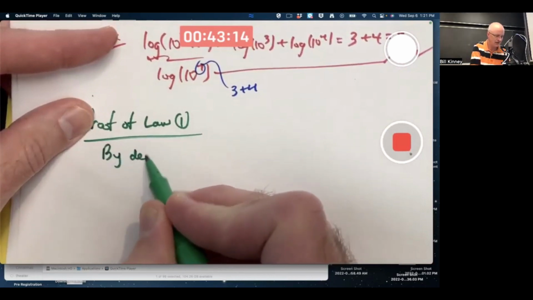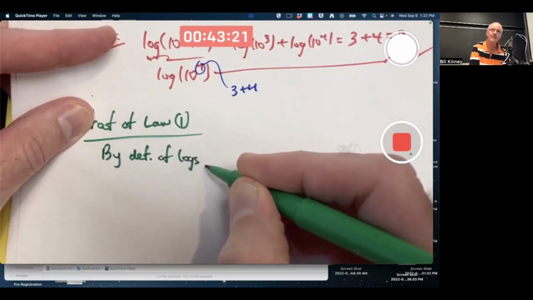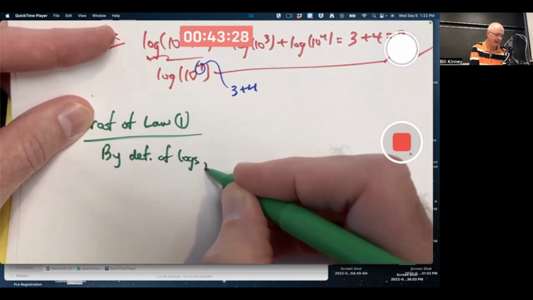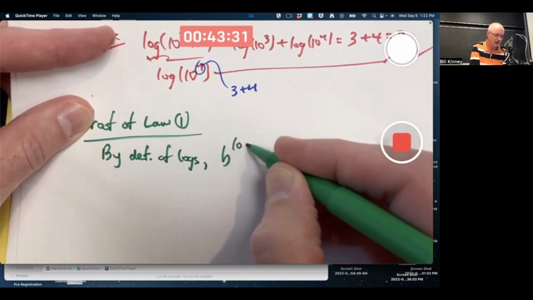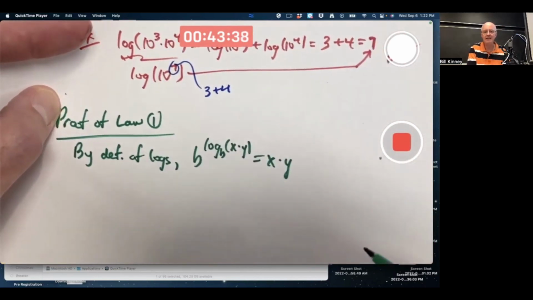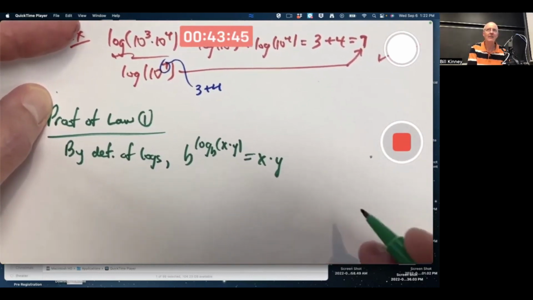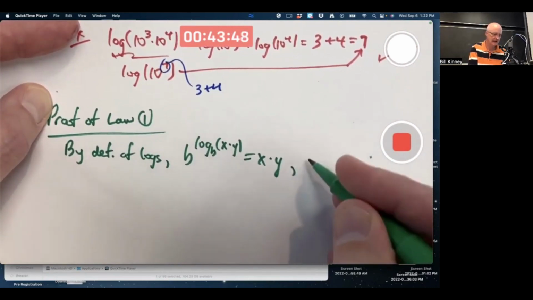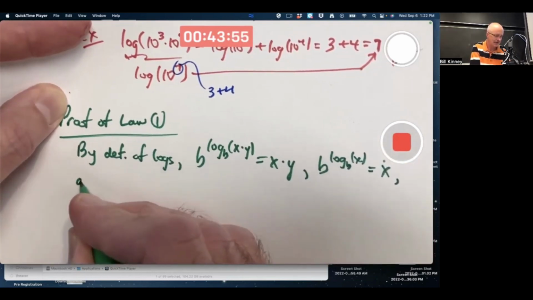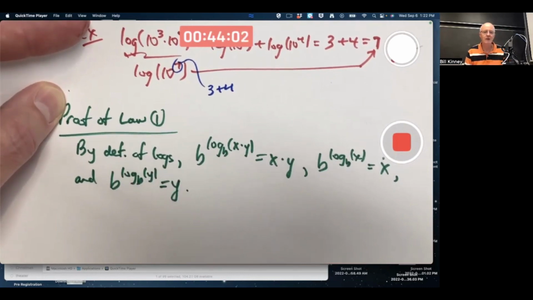By definition, I'll abbreviate. Def means definition of logs. I won't put a period there, but it is an abbreviation for logarithms. B to the log base B of x times y is x times y. Do you need to put the dot in there for the multiplication? No, but it doesn't hurt. You can just write xy. It means x times y. B to the log base B of x equals x, and B to the log base B of y equals y. Fun, fun, fun.